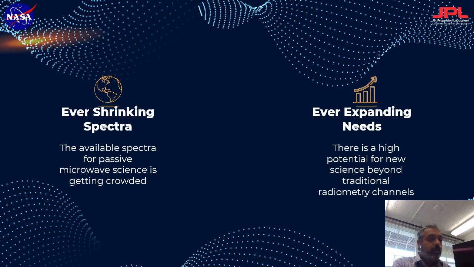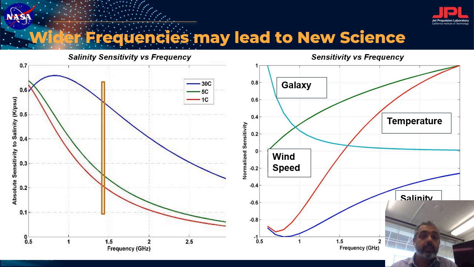Spectrum is going down. It's quite clear, and it impacts science. That limits us to the bands that we're measuring in already. But the thing is, just due to physics, just because you're measuring in those bands doesn't mean there isn't information outside those bands. There is a high potential for new science beyond just those traditional radiometry channels that we hopefully might be able to take advantage of. Here's a good example.